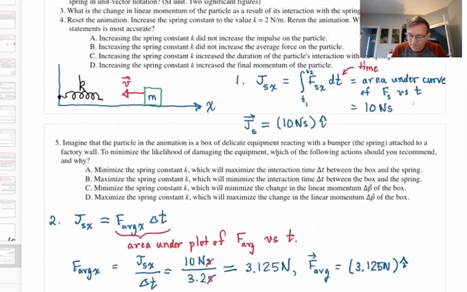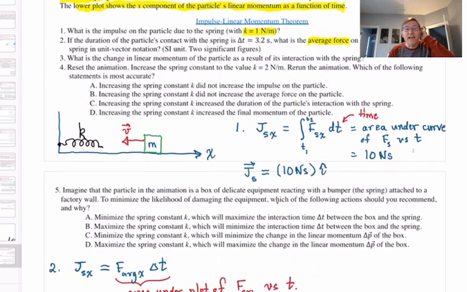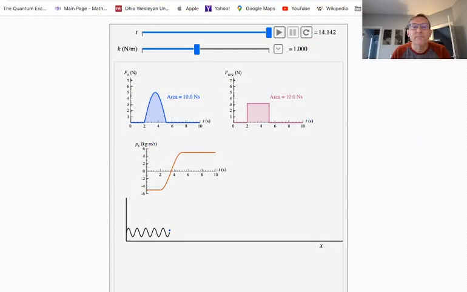Question 4. It's going to have us go back to the animation. It wants us to increase the spring constant to the value k equals 2 Newton per meter. We're going to double the spring constant, making the spring twice as stiff. We're going to run the animation again, and they're going to ask us which of the following statements is the most accurate. So let's go to the animation and do what it asks. Let's reset.